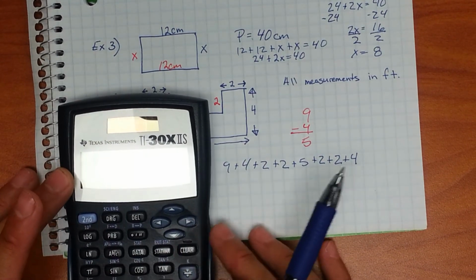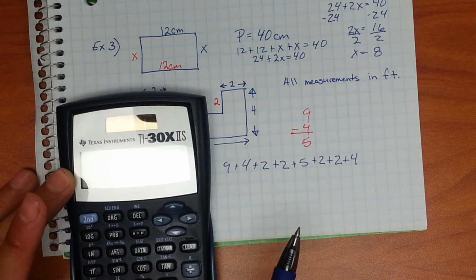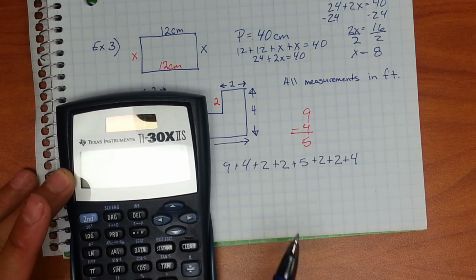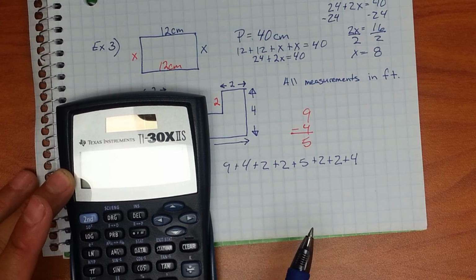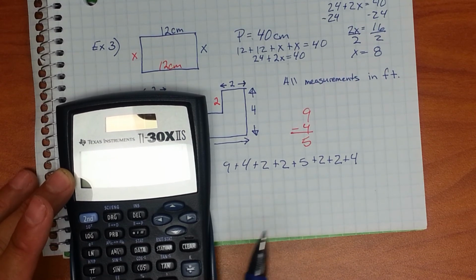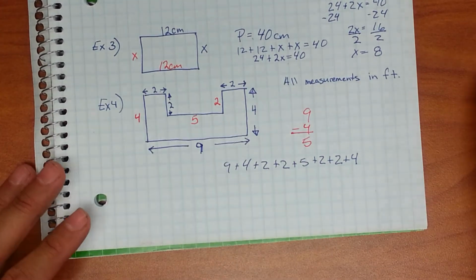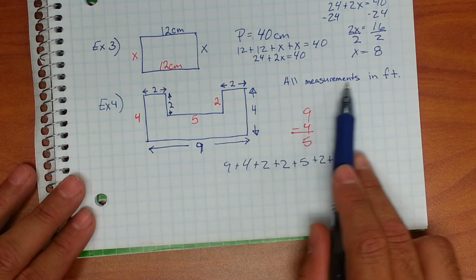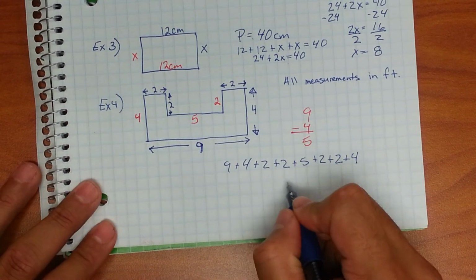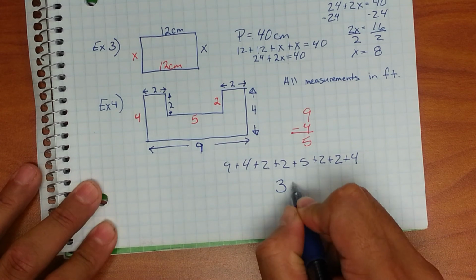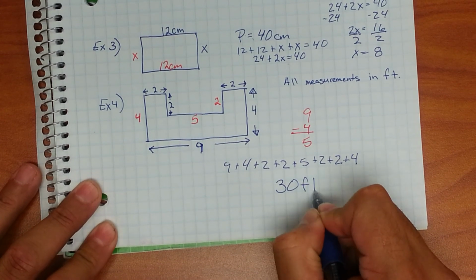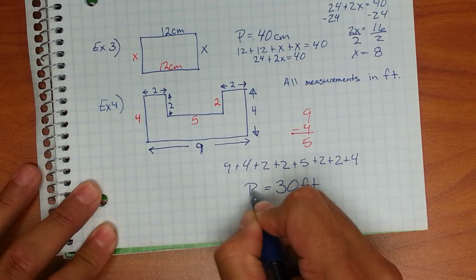So let's clear that. 9 plus 4 plus 2 plus 2 plus 5 plus 2 plus 2 plus 4. 30. So my answer is going to be 30. So now I need to take a look. It says right here that all measurements are going to be in feet. So my answer is going to be 30 feet is my perimeter.